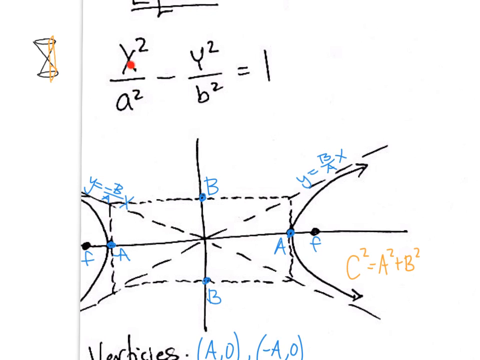Okay, so we have x squared over a squared. In the x direction, we're going to go a units out from the center, and those end up being our vertices. All right. And then in the subtracted term, we're going to go b units up and down in the y direction. This rectangle isn't actually part of the hyperbola. The hyperbola is this.